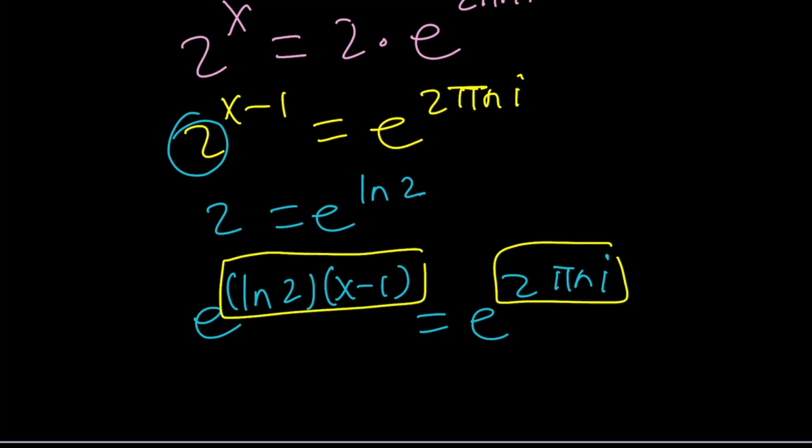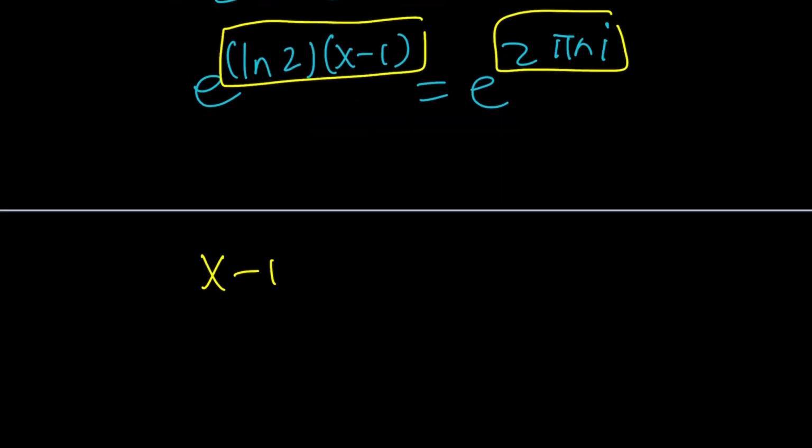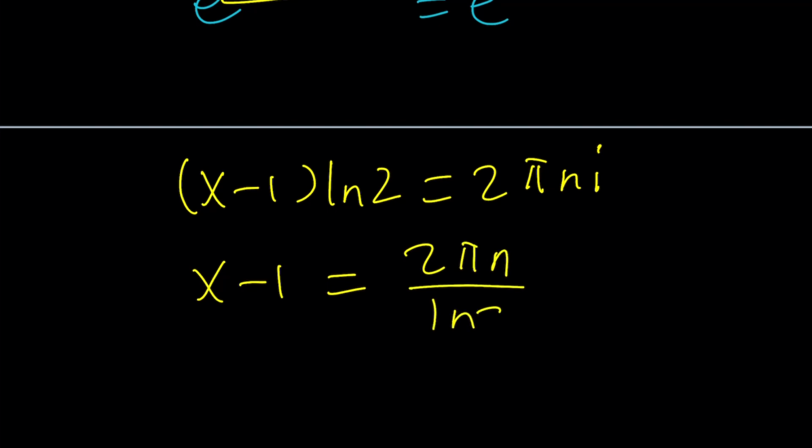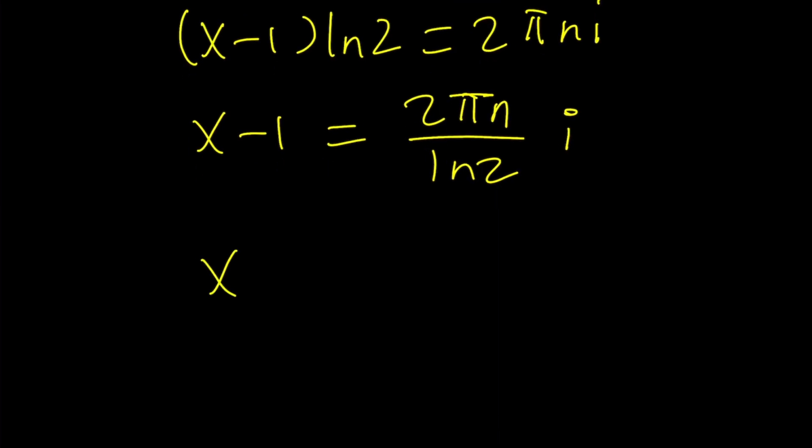So now let's go ahead and set them equal to each other. x minus 1, I want to write that first, times ln 2 equals 2 pi n i. And then the next thing you can do is, there are again so many ways to go about this problem. You can distribute and then isolate the x, or just divide by ln 2, which is what I'm going to do, and then add 1 to both sides, which is fine, right? And this is really cool because when you add 1 to both sides, this is going to show you the components, which is really nice here.